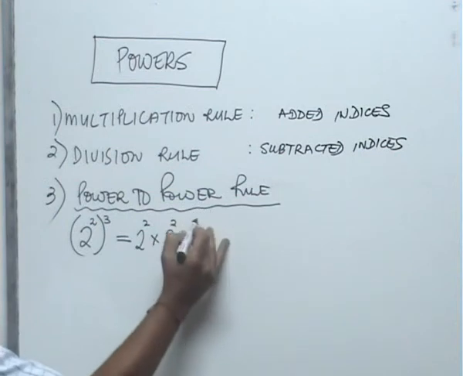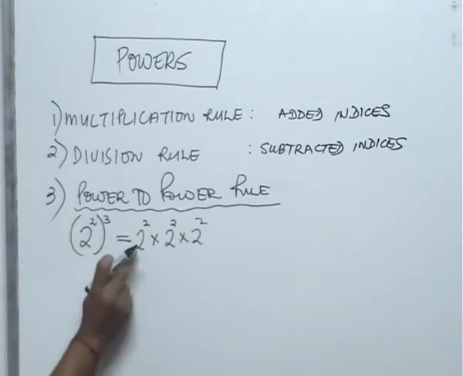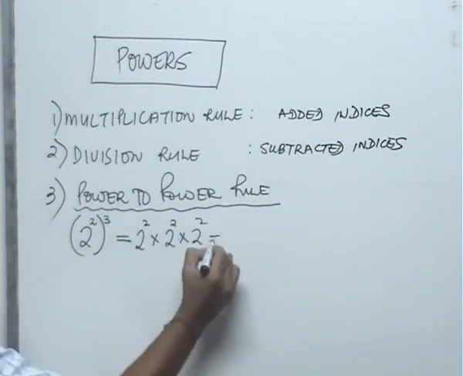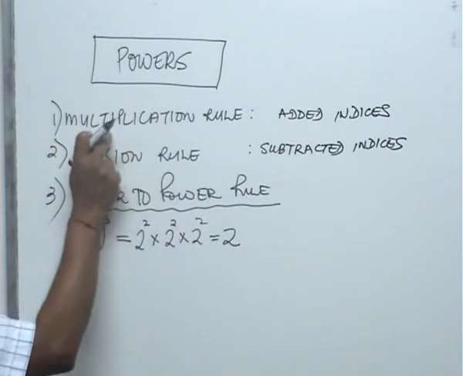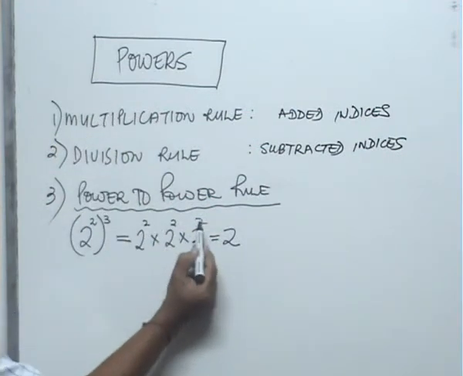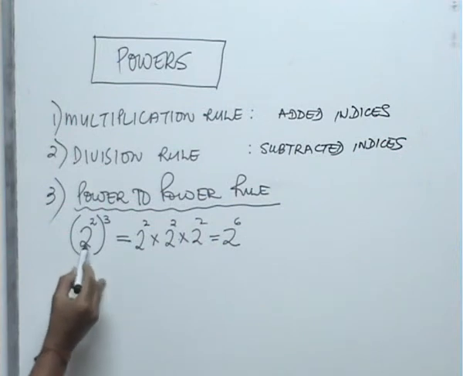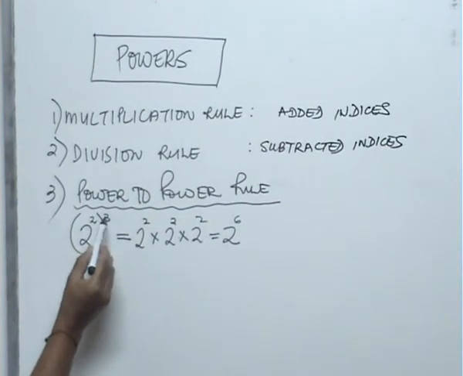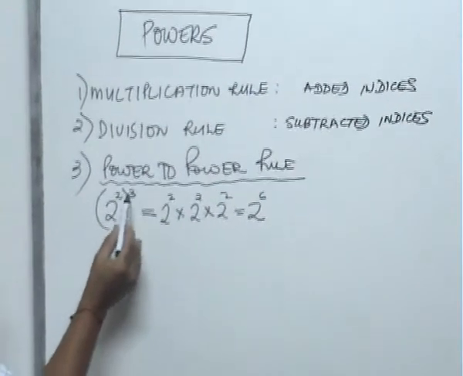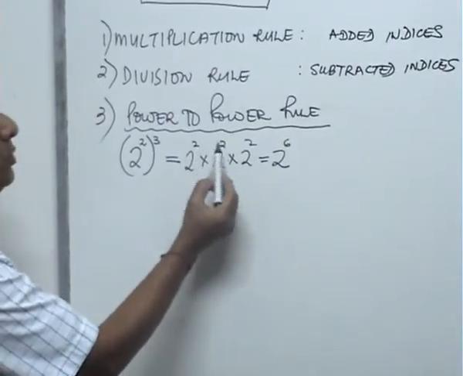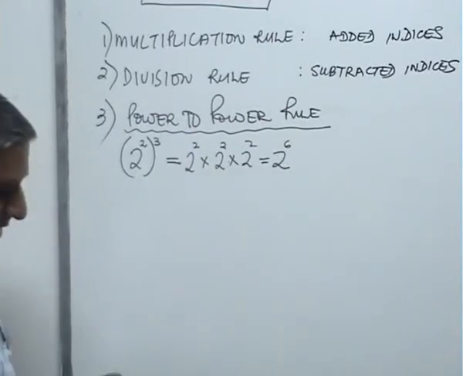So whatever is here has to be multiplied by itself 3 times because it's cubed. Now if I work this answer out using the multiplication rule, it's 2 plus 2 plus 2, it's 2 to the 6. Now watch carefully. This is 2, there's the base. Now just watch the indices. There's 2 and there's 3. So because it's cubed, I have to write it 3 times. Then if I use the multiplication rule, I got 2 plus 2 plus 2, I got 6.